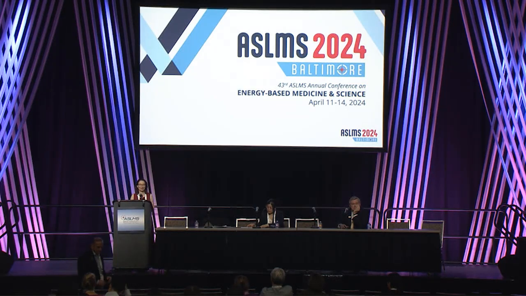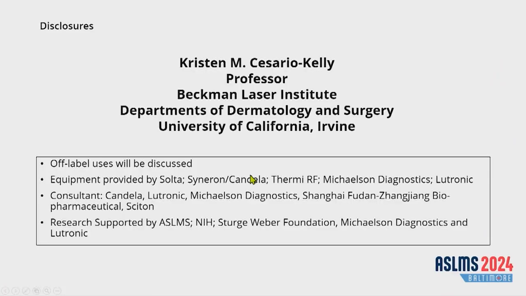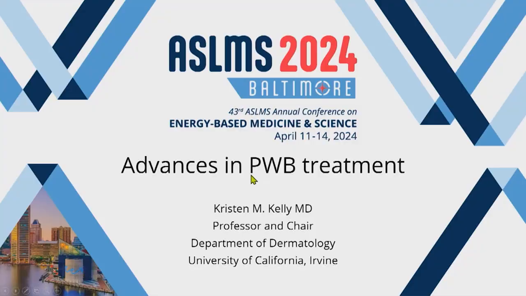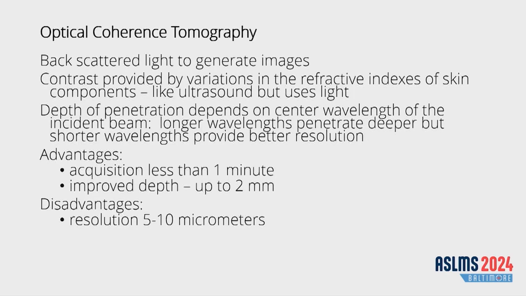So I'm going to be talking about some advances in port wine birthmark treatment. I'm going to talk a little bit about large area OCT mapping. I'm going to talk about long pulse 532 versus pulse dye laser. Both of these topics have been brought up this morning. I think that's great. I want more people to know about it and have these possibilities. And then I'm going to talk about the GNAQ mutant endothelial cell distribution in port wine birthmarks and what that may mean for the future of port wine birthmark treatment.